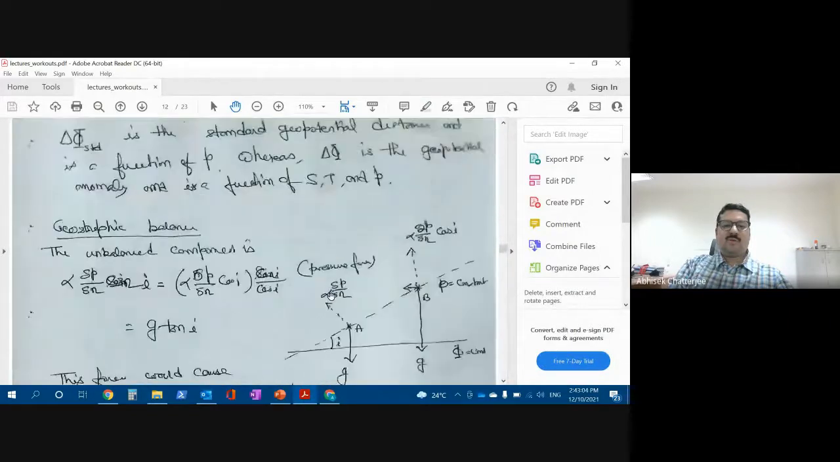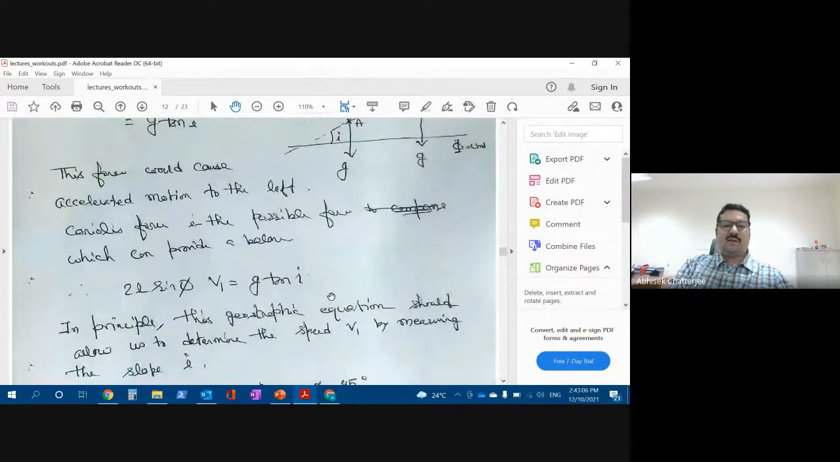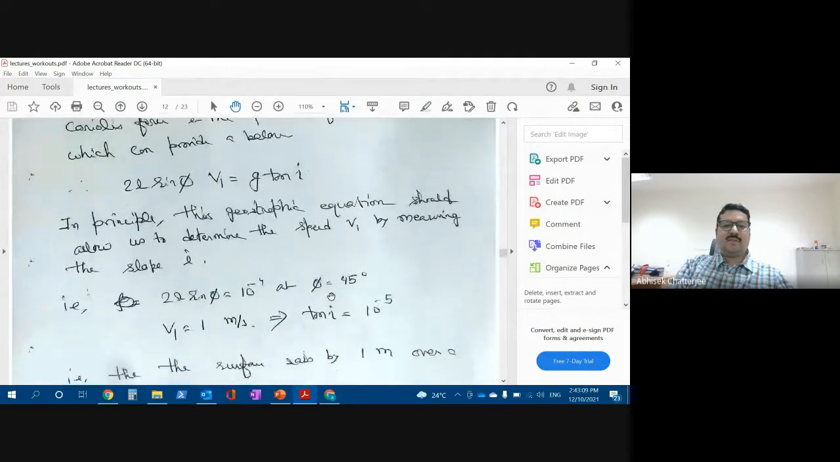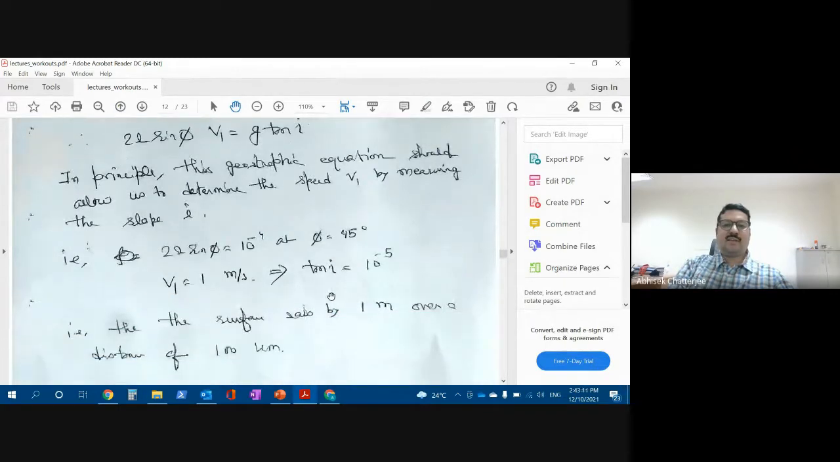I didn't prepare a PPT today. So this is the equation we finally did: if we have a velocity of say 1 meter per second, then in order to have a surface raised by about 1 meter, you need a distance of about 100 kilometers. Last time we calculated from this equation, 2 omega sine phi v1 equals g tan I. I hope you remember that. So we'll start from there.